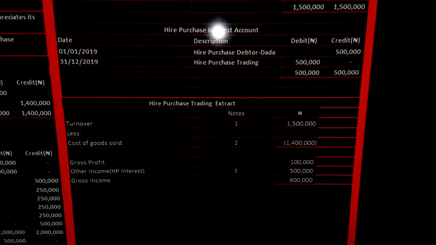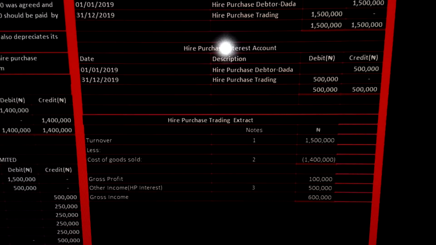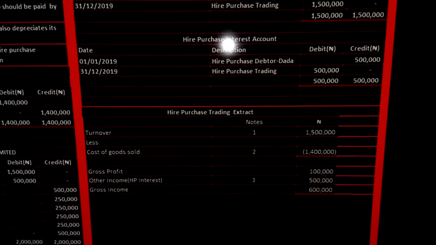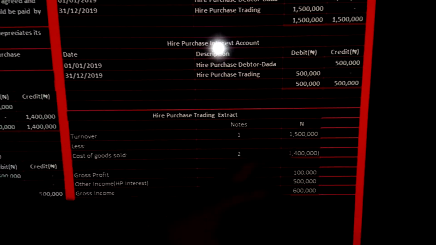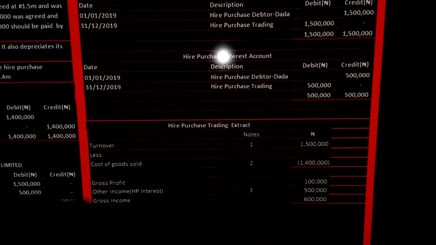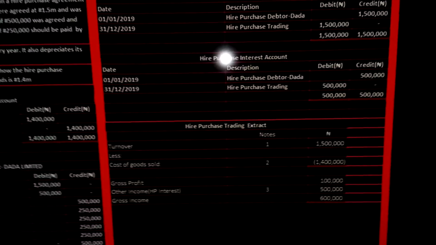So we assume that the revenue has been earned, which is the interest on the hire purchase. So basically, the gross income on that transaction is 600,000. Gross profit on the normal sales 100,000. Income for the interest on hire purchase agreement is 500,000. That's 600,000 from the seller's perspective.